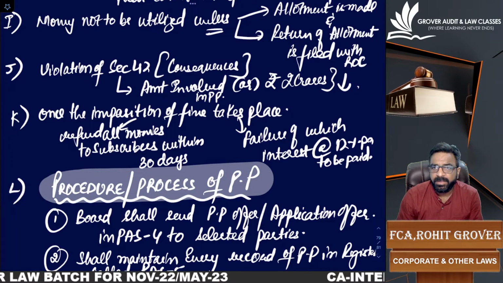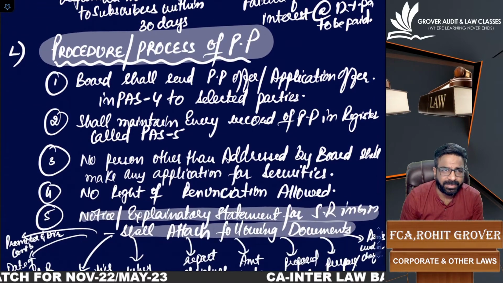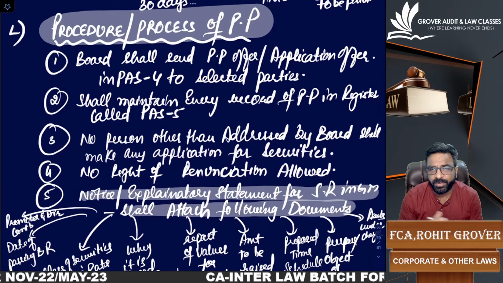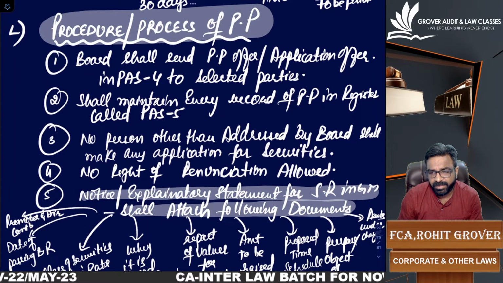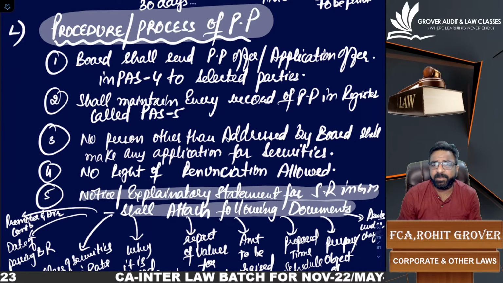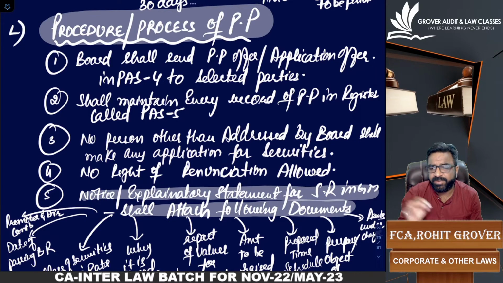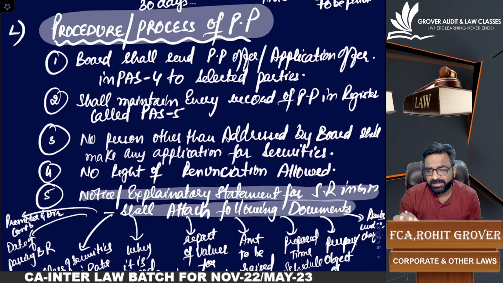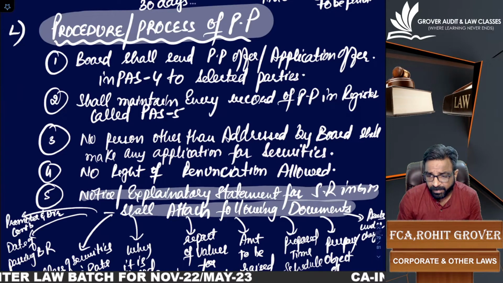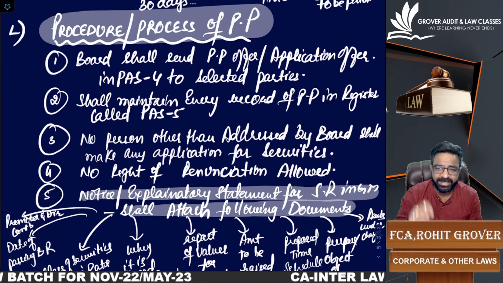Clear? Now, let us proceed with the L point. What is the procedure or process of private placement? The next thing we have to understand is how private placement takes place. Now, I want to ask every one of you, who selects the identified group of people in the private placement? Board of directors.